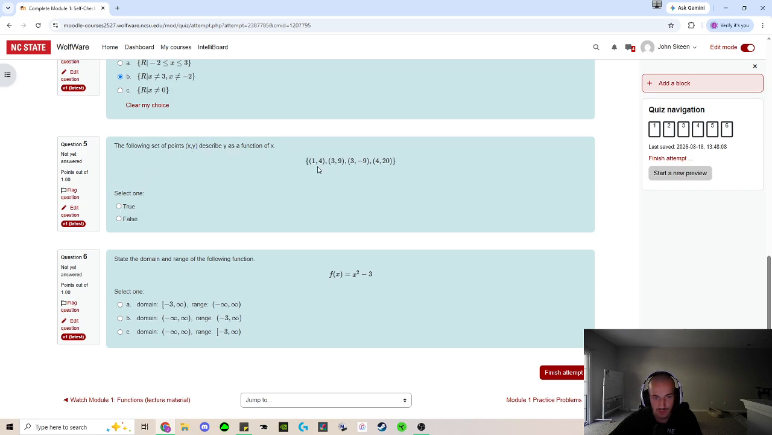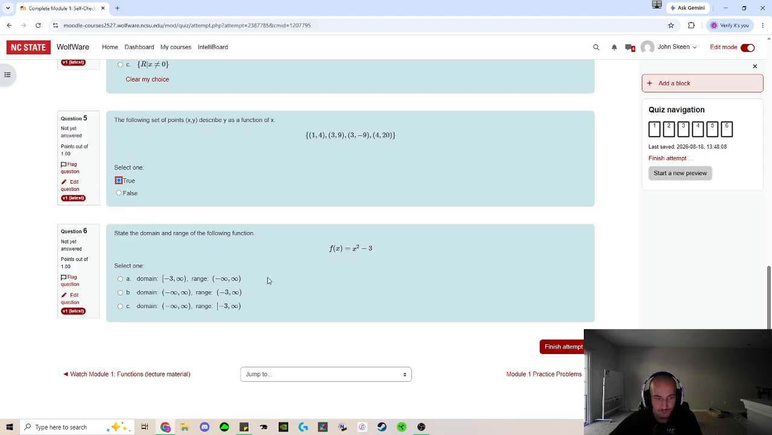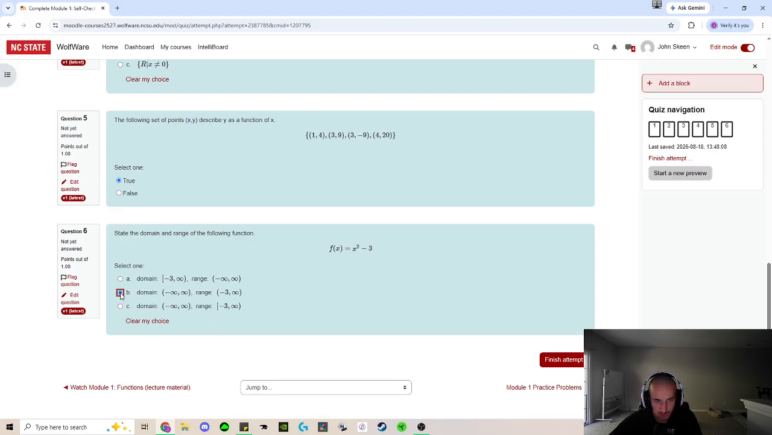Describe y as a function of x. So 3 is mapping to both 9 and negative 9. So this is not true. But let's just say true, right? And then this last one as well. What would this be? The domain and range. The domain is negative infinity to infinity, right? And then the range is going to be negative 3, which is achieved when you have 0 in here.